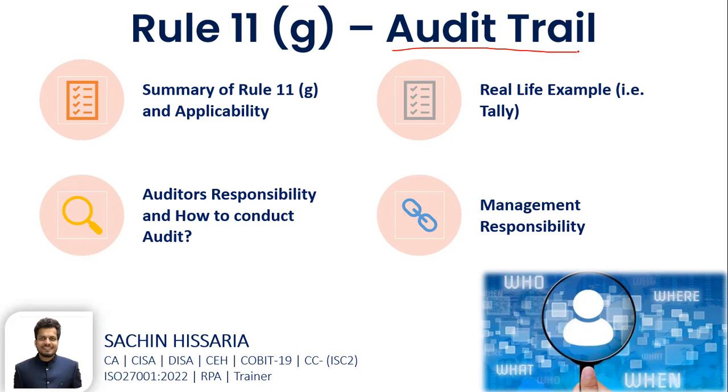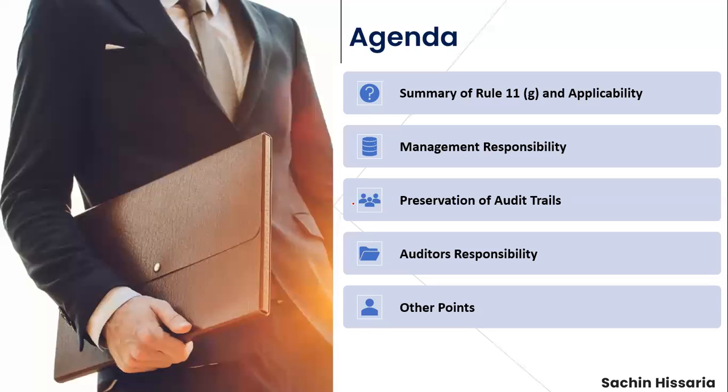Okay, what is the implication of Rule 11G, how it has been made applicable to the company. We will be giving you some real life examples of how to audit this particular Rule 11G. And we will also be discussing, as per this rule, what is the responsibility of the auditor, what is the responsibility of the management, and suppose if you are an auditor, what are the points you need to verify. So we'll be discussing everything. So without wasting time, let's start our video.